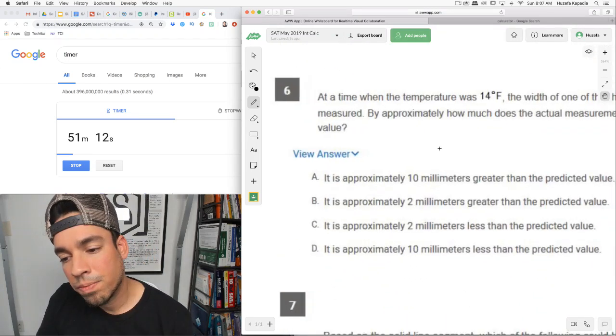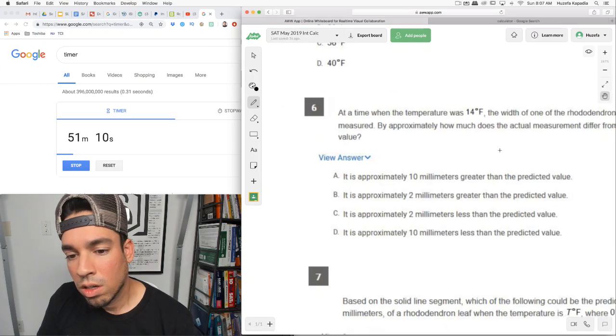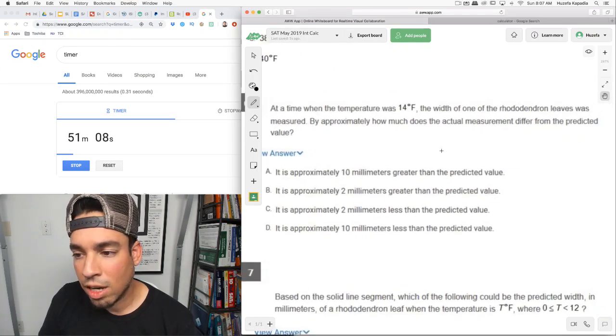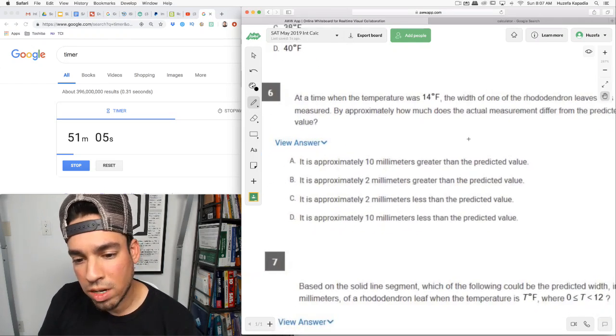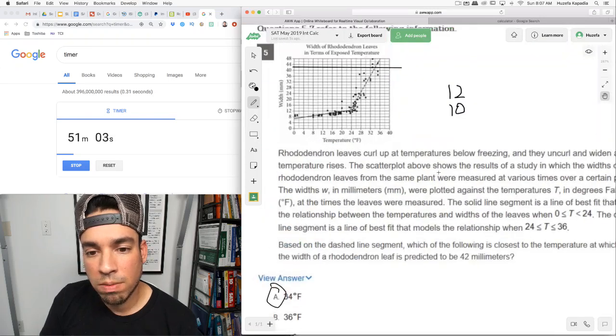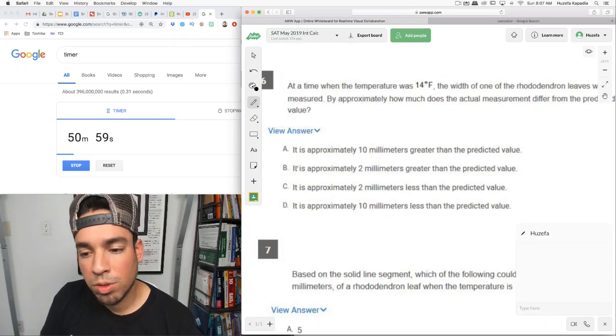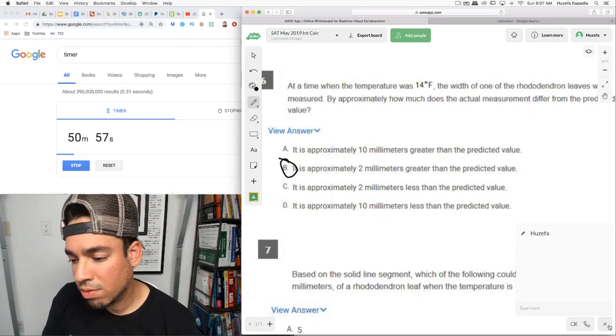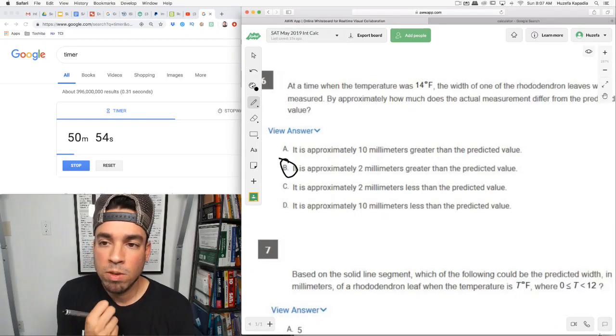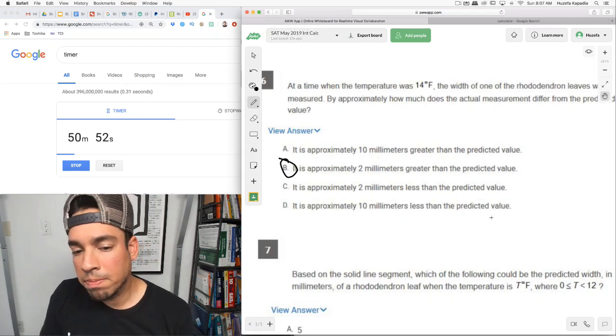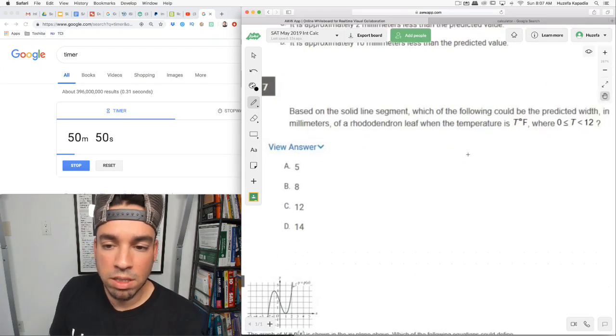The actual is 2 millimeters greater, right? The actual was higher. Approximately 2 millimeters greater than the predicted value. The predicted value is whatever's on that line of best fit. Okay, based on the solid line.